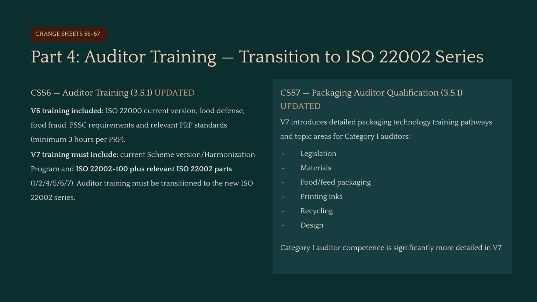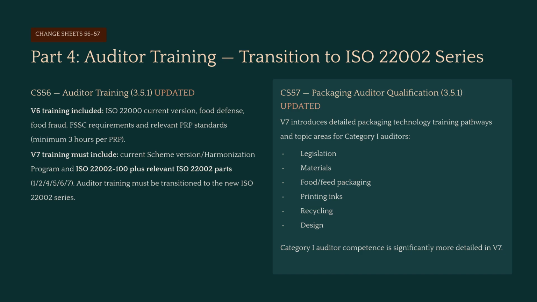Now focus on the packaging auditor qualification change. Category I auditors now have more detailed qualification pathways. Version 7 expects strong knowledge in packaging technology and related topics, such as packaging principles, packaging legislation, materials manufacturing, packaging for food and feed products, quality and food safety control, testing, printing processes, printing inks, recycling, and design of packaging materials. This is a significant amendment because packaging is not only a supporting material. Packaging can affect food safety through migration, contamination, labeling, printing ink, and material suitability. Version 7 recognizes this by strengthening the competence route for packaging auditors.